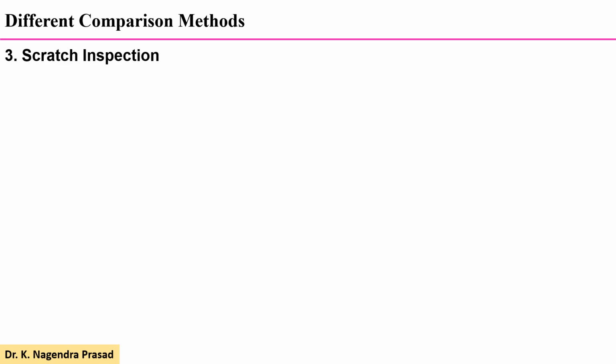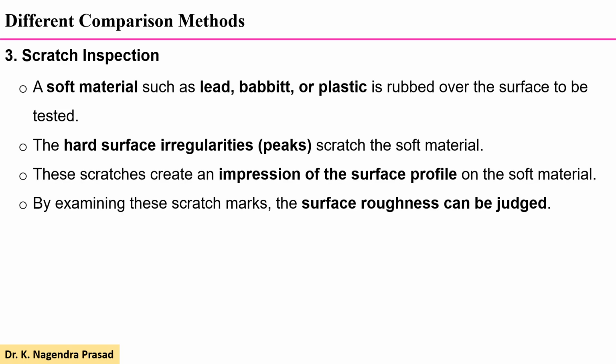The next method is scratch inspection. In scratch inspection, a soft material such as lead, babbitt or plastic is rubbed over the surface to be tested. The hard surface irregularities scratch the soft material. These scratches create an impression of the surface profile on the soft material. Then we observe the soft material by examining these scratch marks, and we can judge the surface roughness.